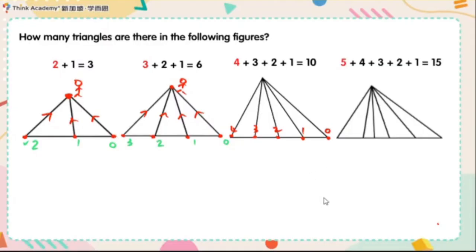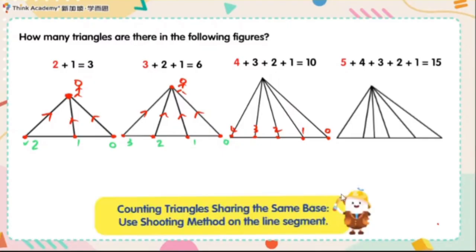Use a ruler. Okay, also can. So when we are counting the triangles that share the same base, meaning when all the points are on the same side, then we can use the shooting method on the line segments.